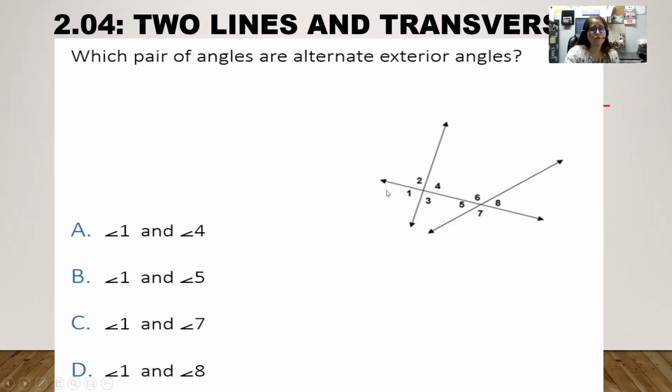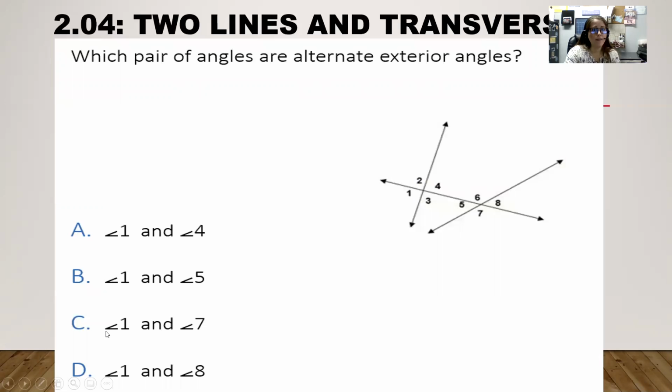Actually, let me go back to 1 and 4. 1 and 4 would actually be classified as vertical angles. So keep that in mind. These would be vertical angles. Answer choice B, angle 1 and angle 5. Angle 1, we already said, is on the exterior, on the outside. Angle 5, though, is on the interior. So we could say that these would not work because they're not both outside of those lines. These would actually be classified as corresponding angles.